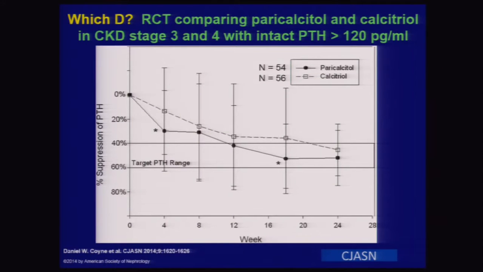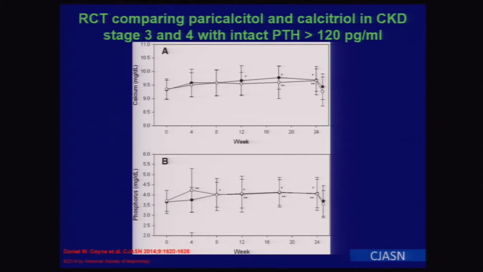So when you do decide to initiate treatment with a D analog, which do you use? There was an RCT that compared the efficacy of paricalcitol versus calcitriol in CKD patients stages 3 and 4 who had intact PTH levels above 120 picograms per ml. As demonstrated here in this slide, there was equal efficacy between these two drugs in lowering PTH levels by 24 weeks. And when the incidence rates of hypercalcemia and hyperphosphatemia were compared, it was shown that by 24 weeks there was equal incidence of increases in levels of serum calcium and also serum phosphate.